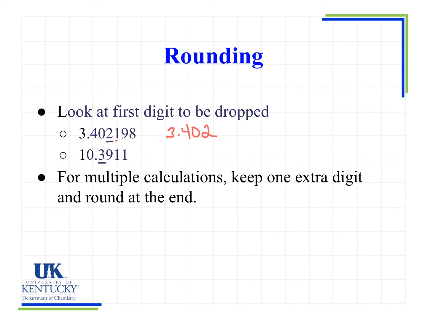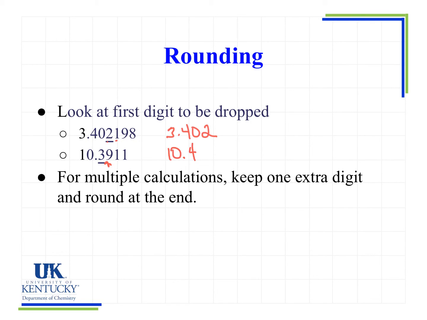For the next example, we have 10.3911. The 3 is underlined, indicating that that's the last digit we're going to keep, and so we look at the 9, which is the number immediately following it, to determine whether we round up or down. Because 9 is 5 or greater, we're going to round up. So our answer would be 10.4 if we were trying to round to 3 significant digits.